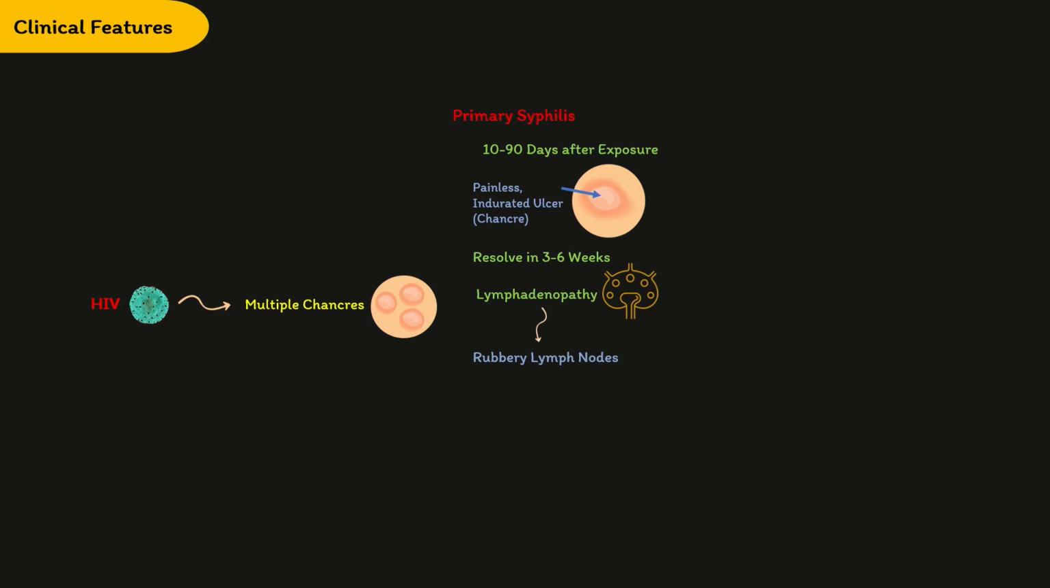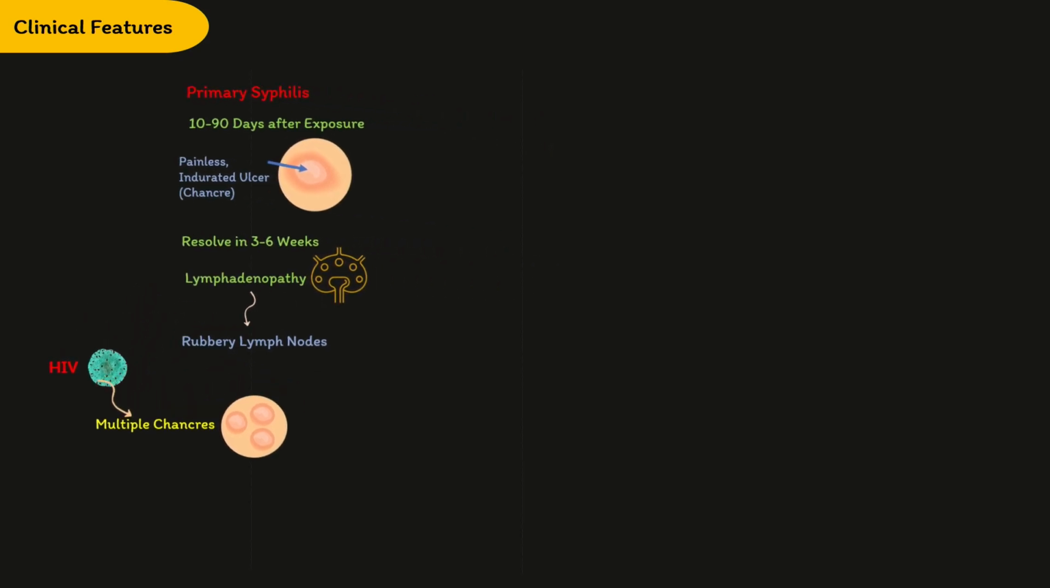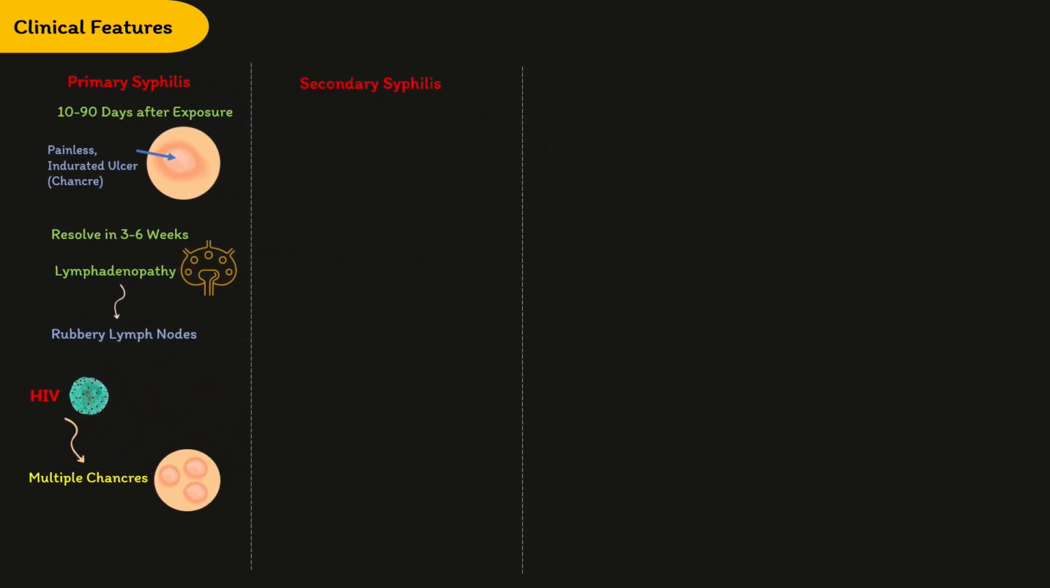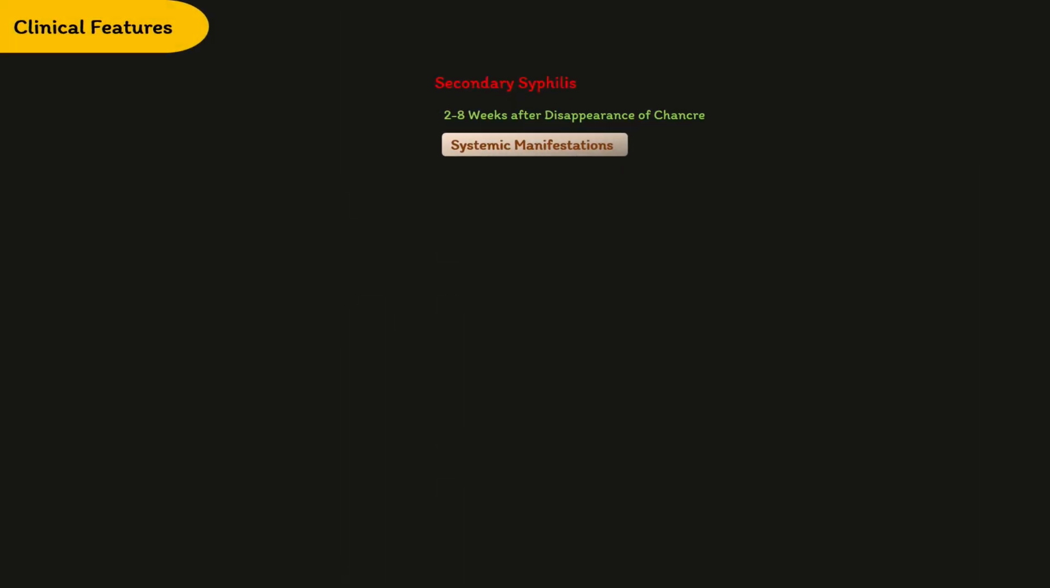Now, let's go on to secondary syphilis and how it presents in patients. Secondary syphilis appears 2 to 8 weeks after the disappearance of the canker, and it has multiple systemic manifestations that can involve any system and any body part. These include a maculopapular rash, which involves the palms and soles, condyloma lata, which are smooth, painless, wart-like white lesions on the genitals. We may see generalized lymphadenopathy.